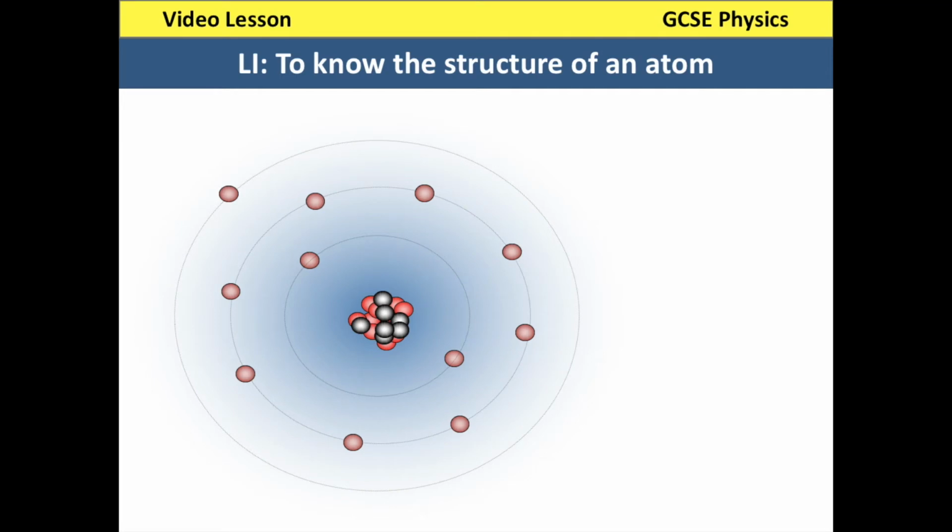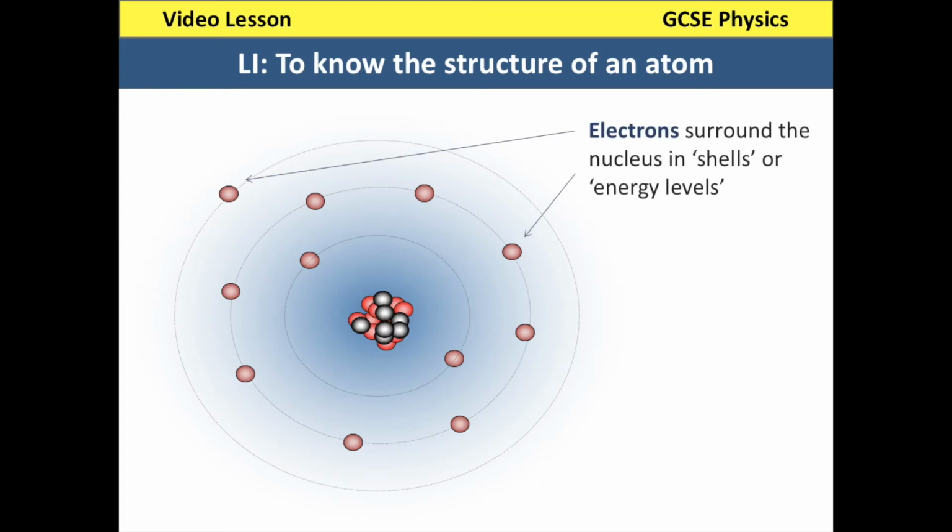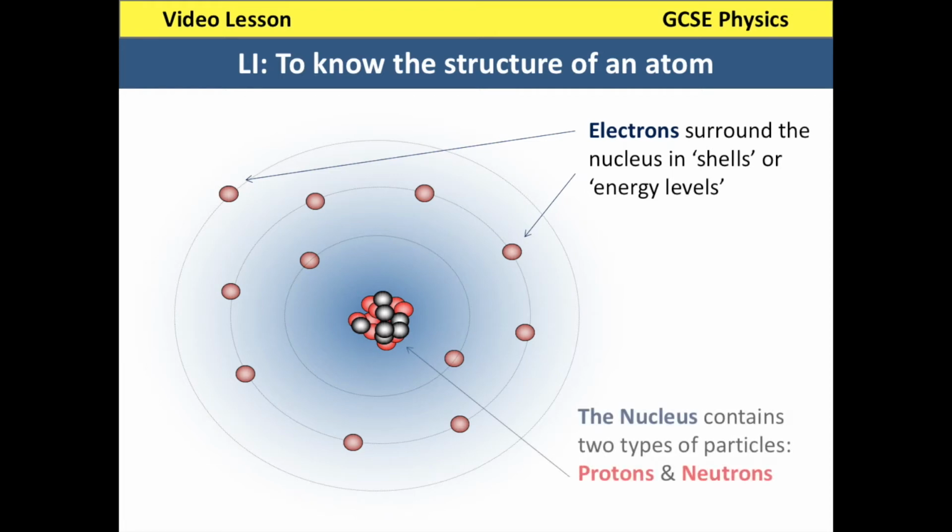So let's look at what the structure of an atom is like then. On the board is the model that we currently use to describe the structure of an atom, and there are a few key features to this. First of all, you will see that the electrons surround the centre of the atom, which we call the nucleus, and each of those electrons is in either a shell or an energy level. Those two words can be used interchangeably. So those dotted circles that the electrons are sat on, we call shells or energy levels. Then in the centre of the atom we have the nucleus. The nucleus contains 2 types of particles, protons and neutrons.